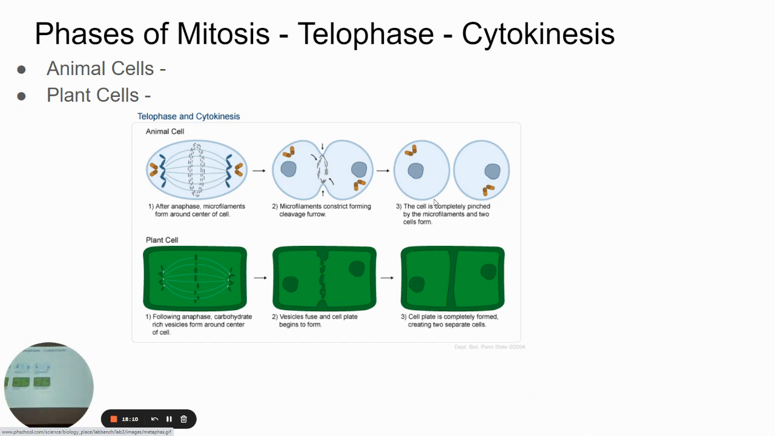In a plant cell, it's a little bit different, because a plant cell can't just pinch in because it has that cell wall around it. Instead, in a plant cell, a new cell wall starts to form in the middle, and it grows in and solidifies until it splits this completely into 2 cells. The end result's the same.